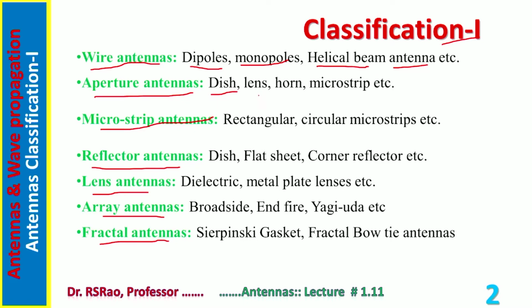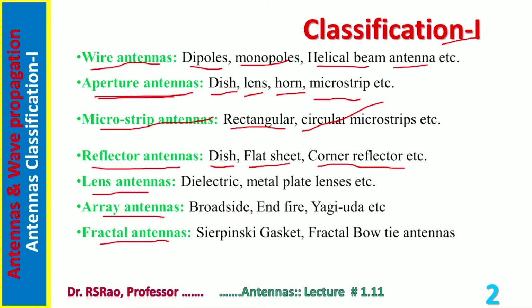Dish antennas, lens antennas, horn antennas, microstrip antennas. These are all examples of aperture type antennas. Rectangular microstrips, circular microstrips, elliptical microstrips. These are all examples of microstrip antennas. Dish antenna, flat sheet antenna, corner reflector antenna. These are examples of reflector type antennas.